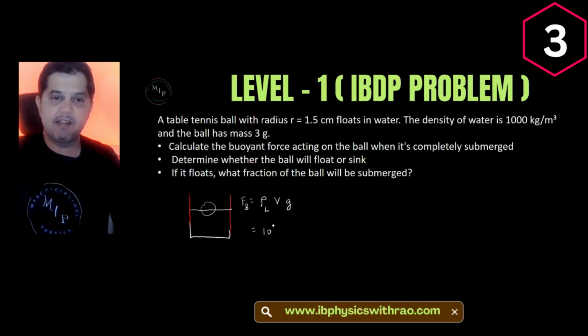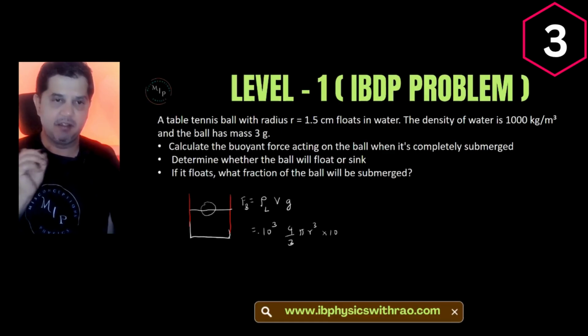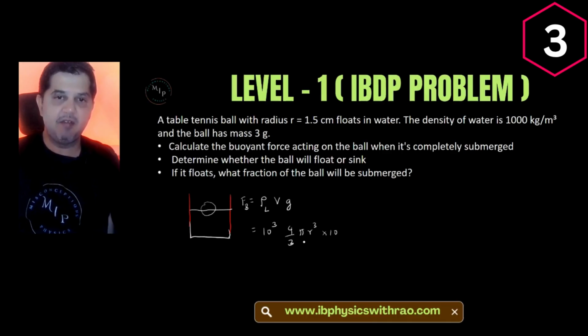10 power plus 3. And what is the volume of the ball, which should be equal to 4 by 3 pi r cube. Volume of the ball is how much? Multiplied by g, multiplied by 10. If you do all these calculations, you will get the value. I'm not doing the calculation, I'm just showing you the method. Okay, and then next, because r is already known to you, you can substitute and get the answer.